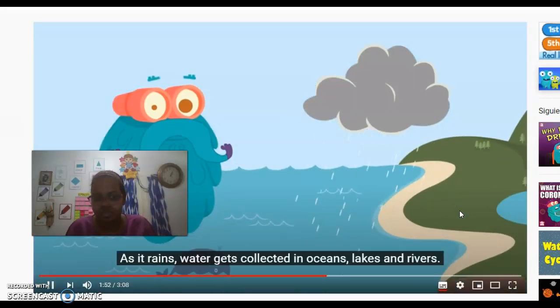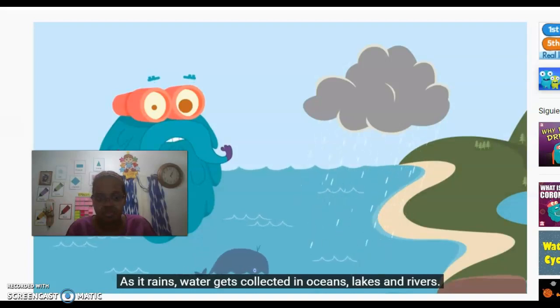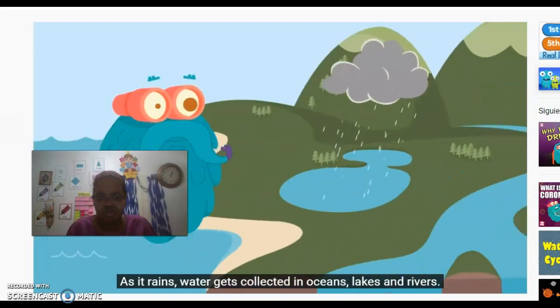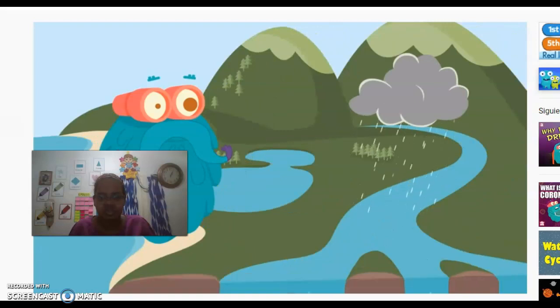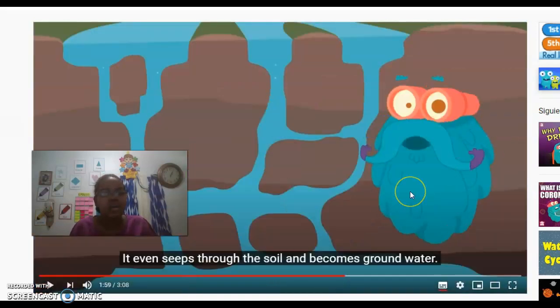As it rains, water gets collected in oceans, lakes, and rivers. And that's how the water gets collected again, and the process happens again and again. It's something that is always going to be repeated. It's the process that the water is always going to follow, each one of the steps. So let's continue in our presentation.